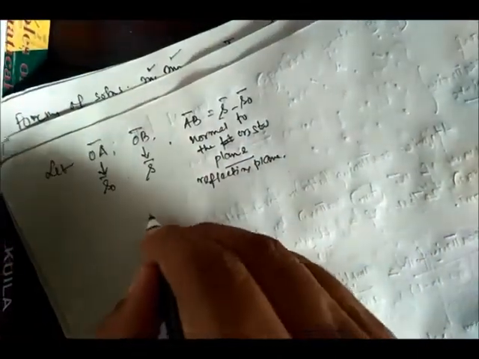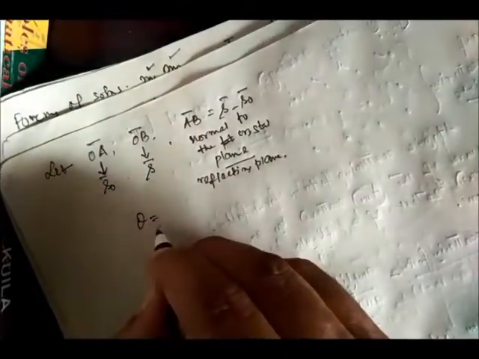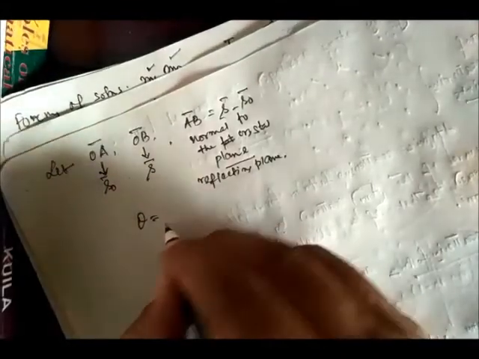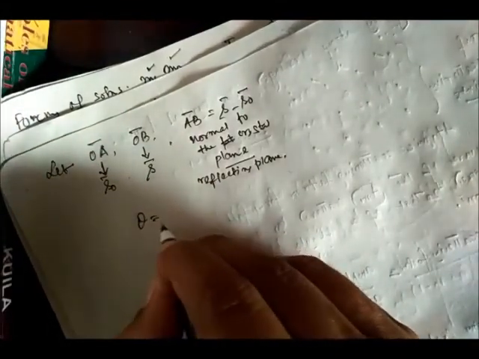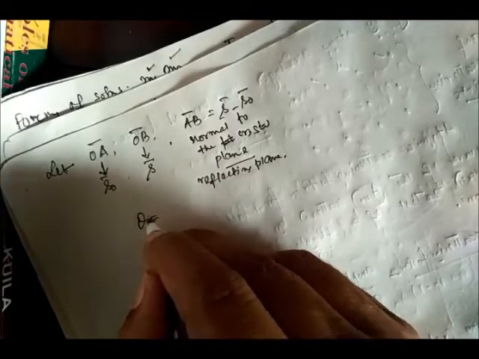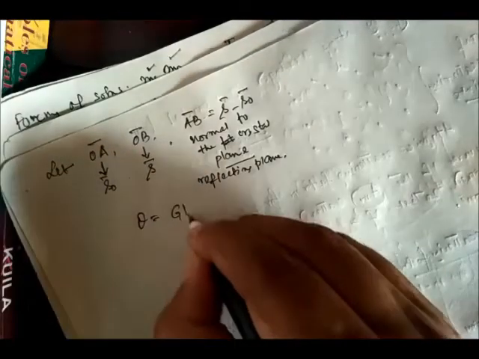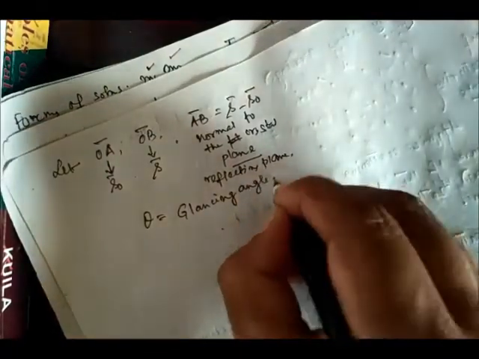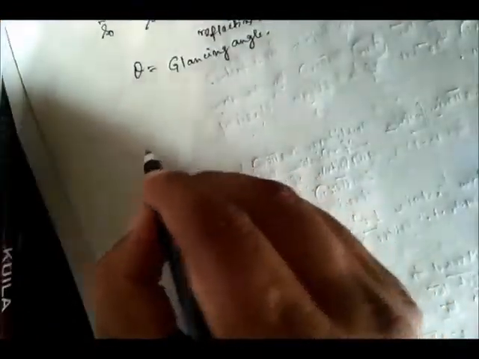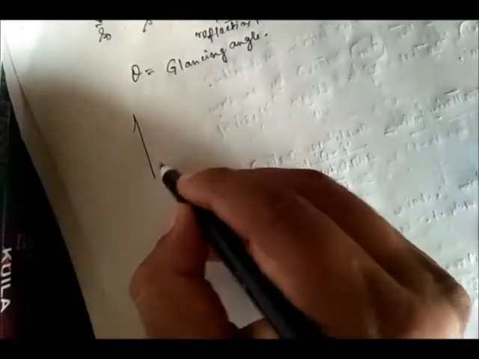Now this theta has a special significance. This is not an incident angle, but the complement of the incident angle, which I have already told you about in Bragg's law. So this theta is called the glancing angle, right?